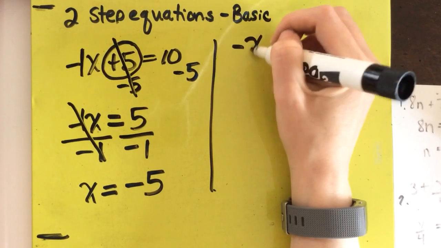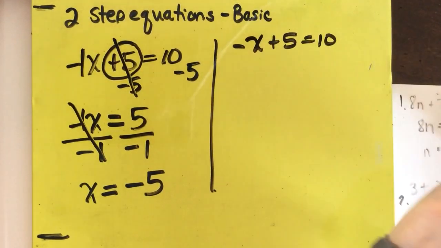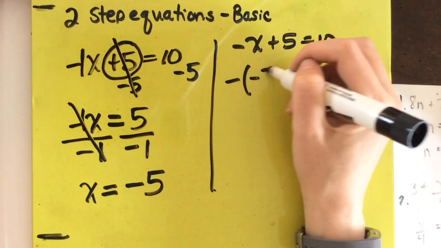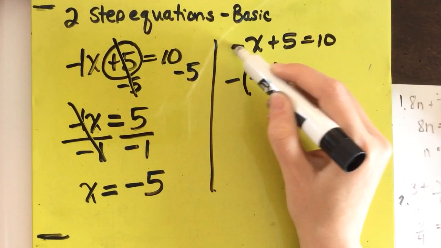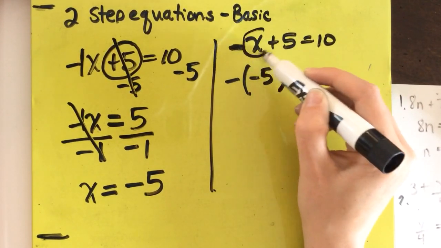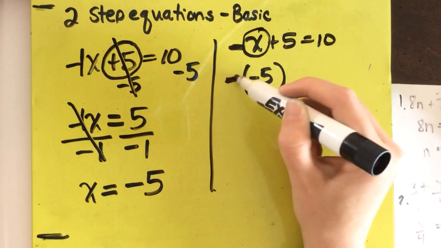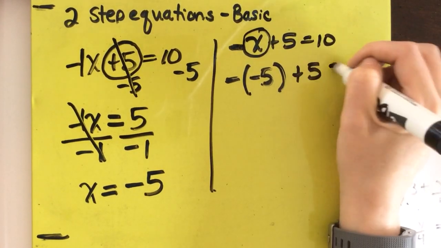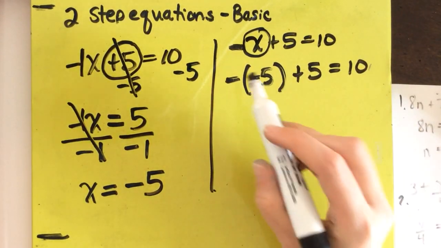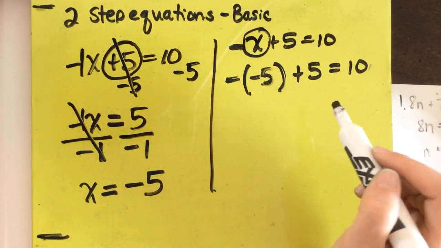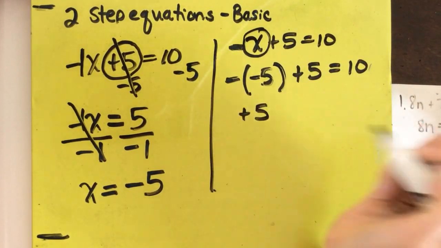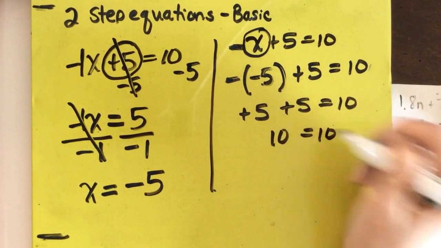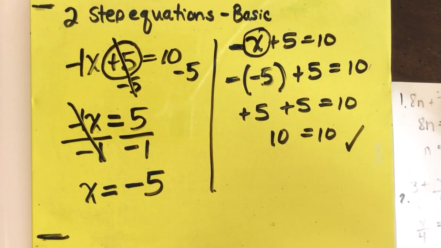We have a -x plus 5 equals 10. And if we substitute in, for the value of x, a -5, and remember, we have to keep this negative and only change the x becomes a -5. So this negative still stays, and then the -5 is what's in the brackets. Plus 5 equals 10. So we know a negative of a -5 is a positive 5. Plus 5 equals 10, and 5 plus 5 does indeed equal 10. So we know our answer is correct there.